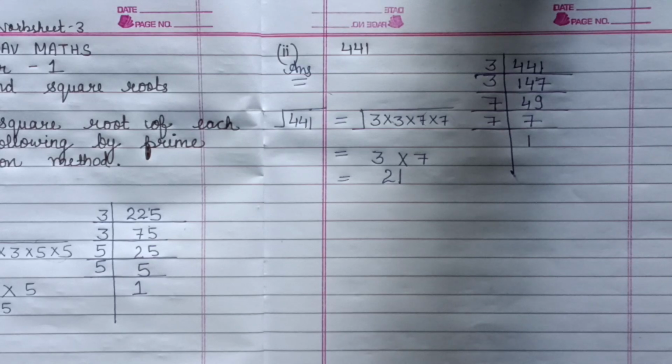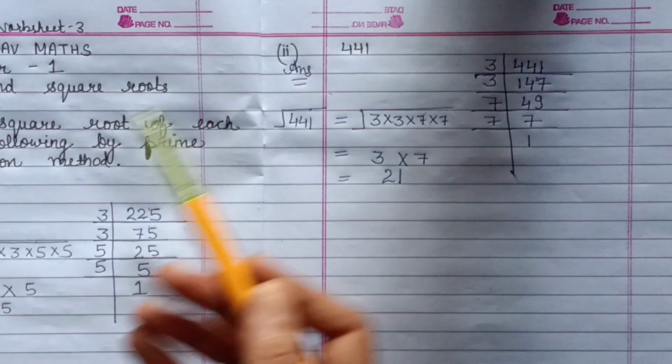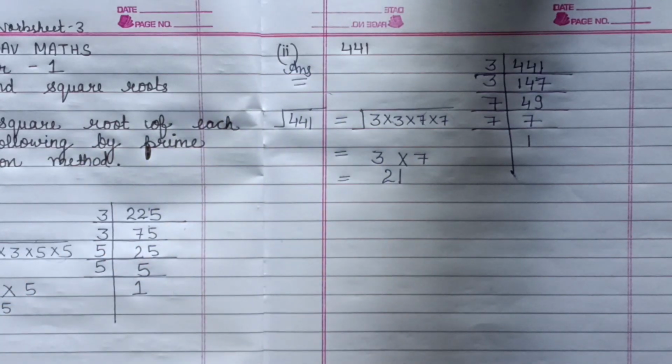In this question of worksheet 3, question number 1, there are 8 parts, but we solve only 2 parts because they are sufficient for understanding, and all parts are similar to these two.